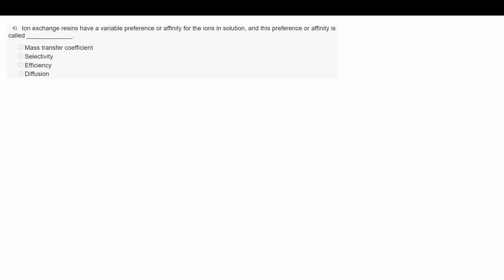Next is, ion exchange resins have a variable preference or affinity for the ions in solution, and this preference or affinity is called dash. It is termed as selectivity, right? So how selective it is for one cation over the other cations if they are present. So your ion exchange resin should be selective for the ones you want to target.